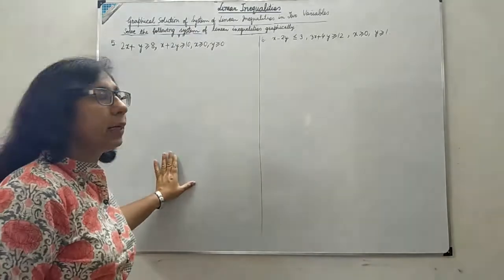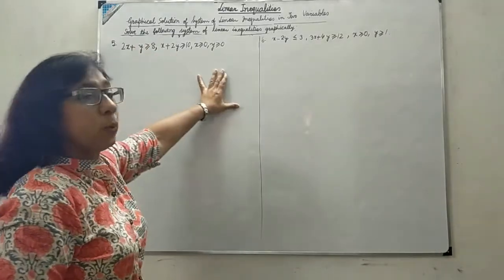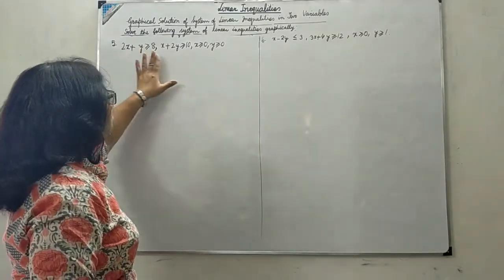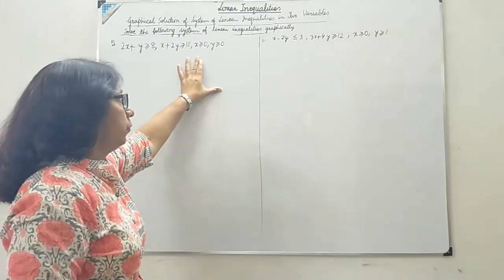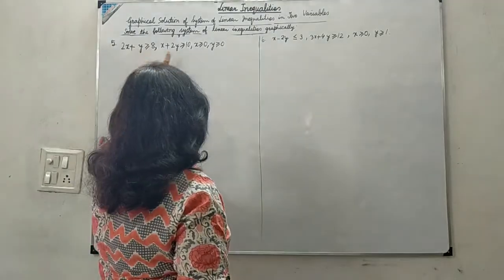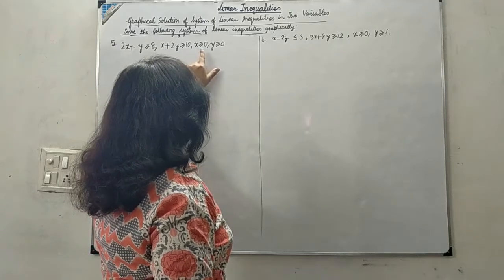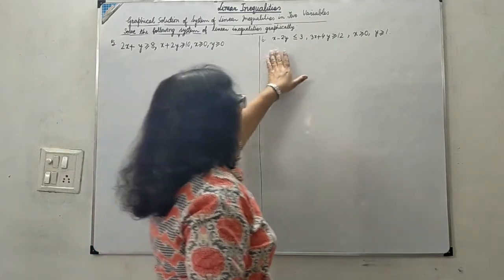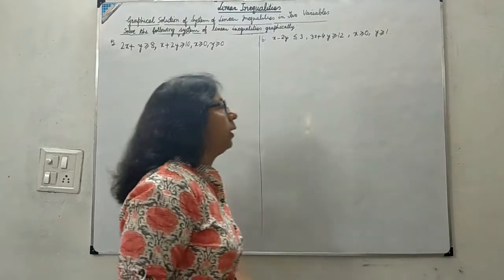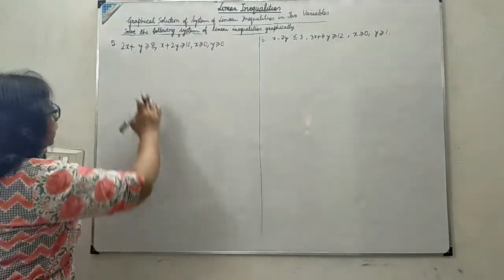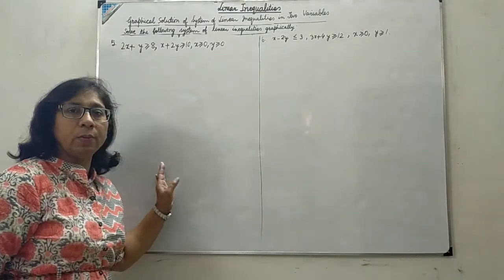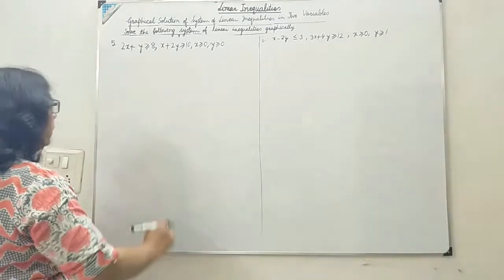In this video, I am taking a system of linear inequalities in which more than two inequalities are given. In this, we have the inequalities 2x plus y greater than or equal to 8, x plus 2y greater than or equal to 10, x positive and y positive. In this also we have four inequalities. Now, to solve this system of linear inequalities, we will proceed as we have done earlier.